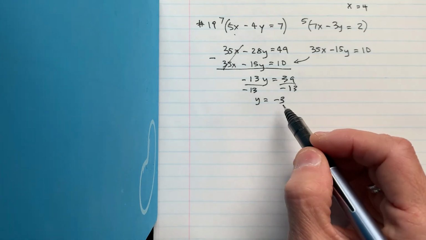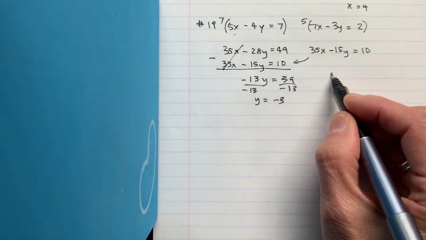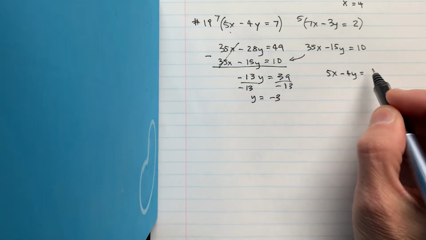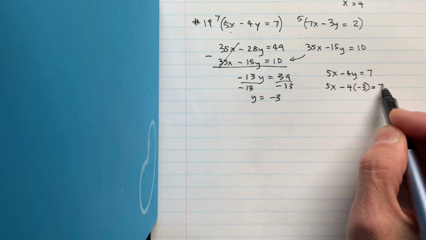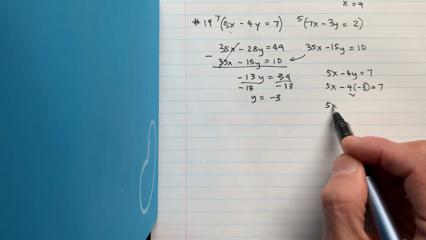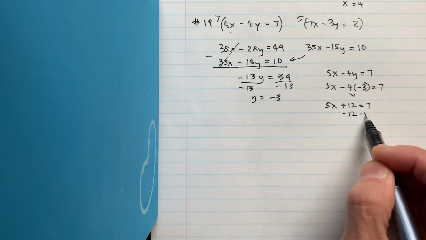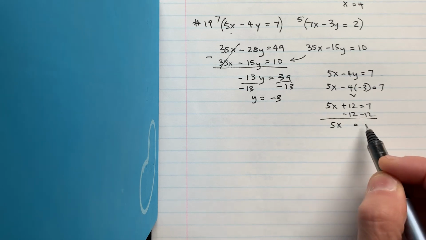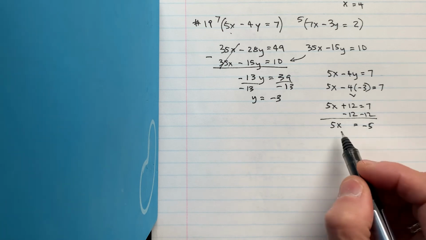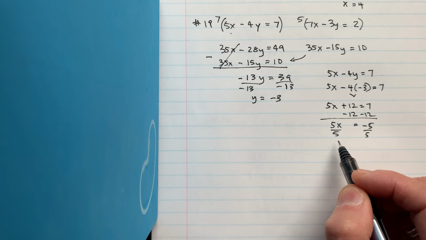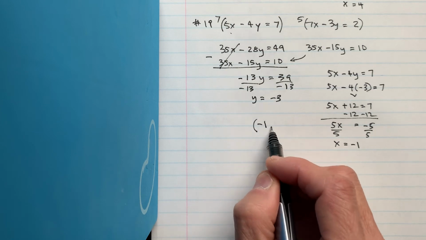All right, we plug y equals negative 3 into one of the original equations. So let's try the first one. 5x minus 4y equals 7. 5x minus 4 times negative 3 equals 7. 5x plus 12 equals 7. Minus 12, minus 12. 5x equals negative 5. Divide both sides by 5. That gives you x equals negative 1. Your point of intersection is (negative 1, negative 3).